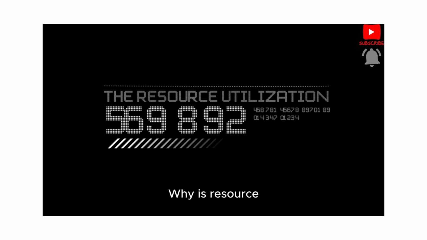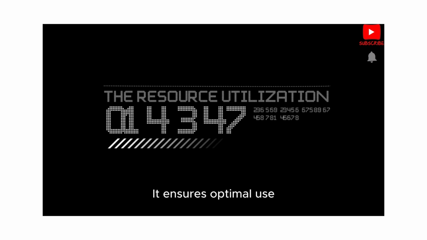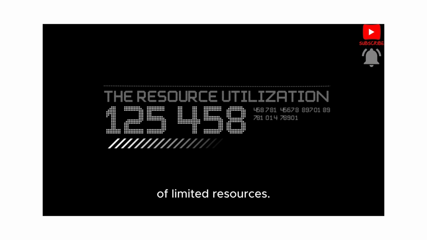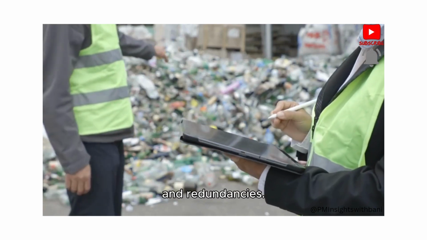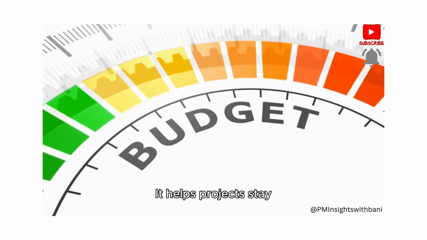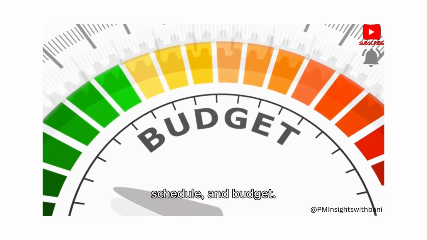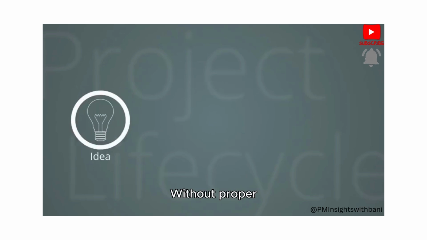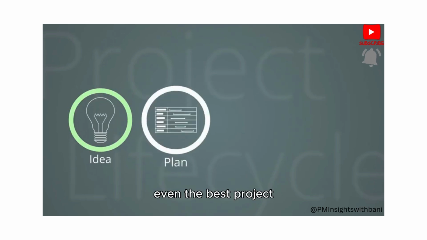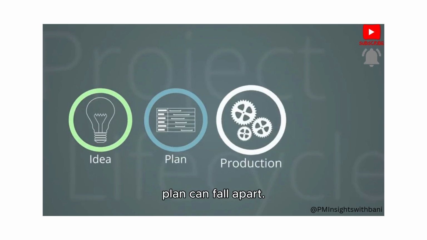Why is resource allocation important? It ensures optimal use of limited resources. It minimizes waste and redundancies. It helps projects stay within scope, schedule, and budget. Without proper resource allocation, even the best project plan can fall apart.